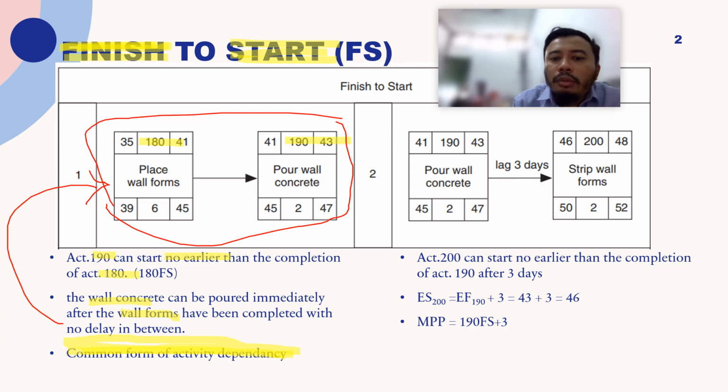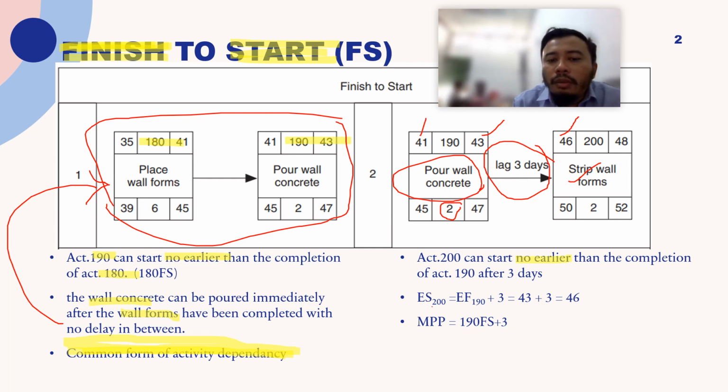Example number 2: activity 200 can start no earlier than the completion of activity 190 plus 3 days. So here you have a lag, a 3 day lag. You can only strip the wall form after 3 days of pouring wall concrete. You finish the work in 2 days, so you start at day 41 and finish at day 43. After 3 days, which is day 46, you can strip the wall form.